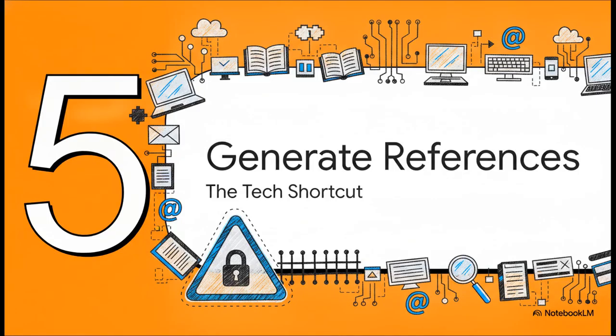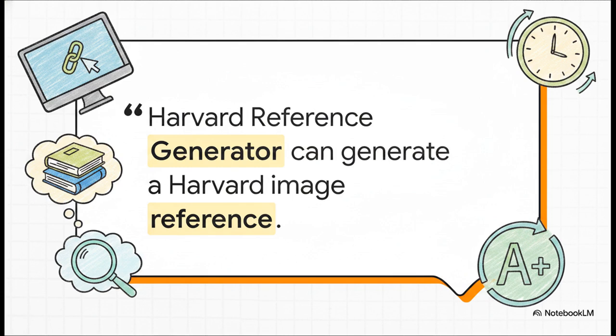Which brings us to some good news in Section 5, generating references safely and the text shortcut. Look, we live in a digital age, and yes, there is an awesome technological shortcut mentioned in the source material. If you're using Harvard style, the Harvard Reference Generator website can automate the process and instantly generate your image reference. It's a fantastic tool that can save you a massive amount of time, formatting all those tricky commas and italics instantly so you don't have to sweat doing it by hand.